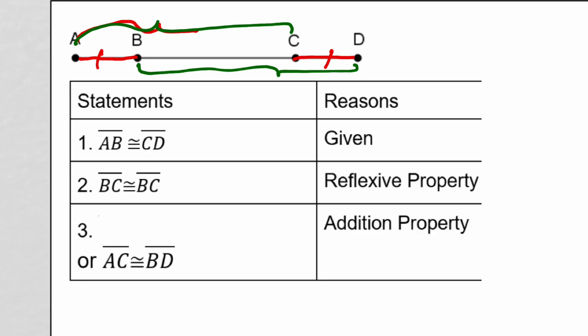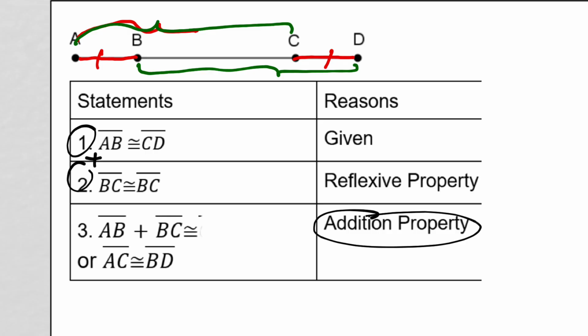Now that I have two congruences, I can add them together to use the addition property, and that's why AB plus BC is congruent to CD plus BC, which is also a way of saying AC is congruent to BD.